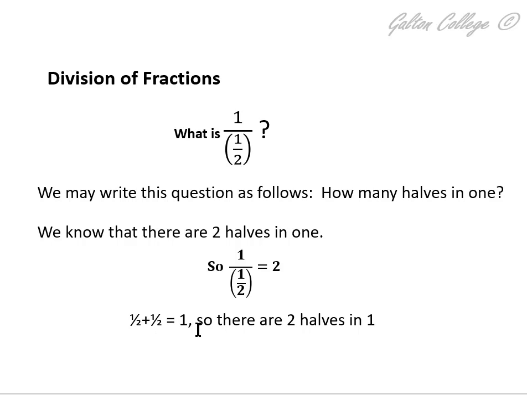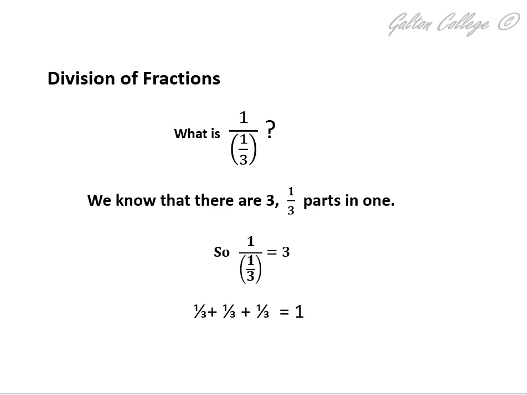A half plus a half is equal to 1. So there are 2 halves in 1. So here we've got a numerator of 1, denominator of a half. We're dividing by a fraction. And we're saying there are 2 halves in 1, which is correct. The answer is 2. Now let's hang on to that for a second and move to this slide.